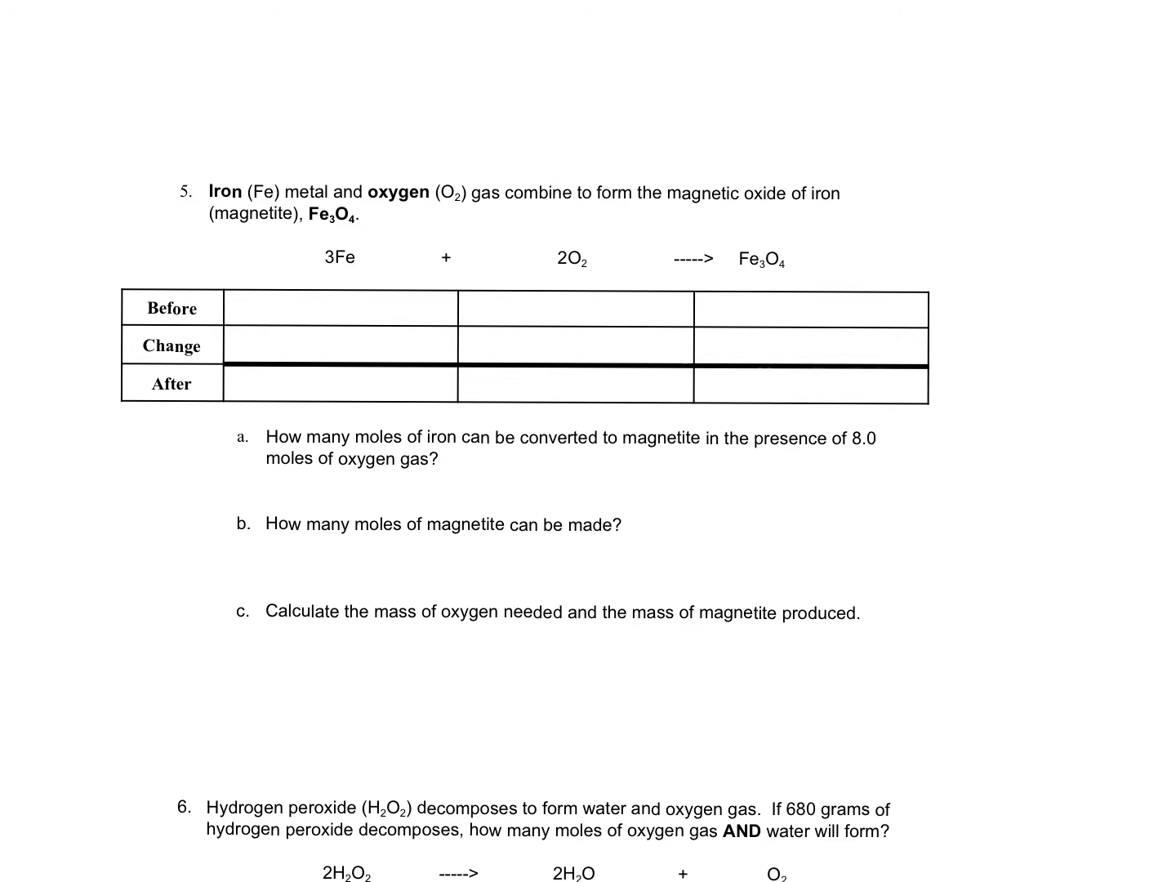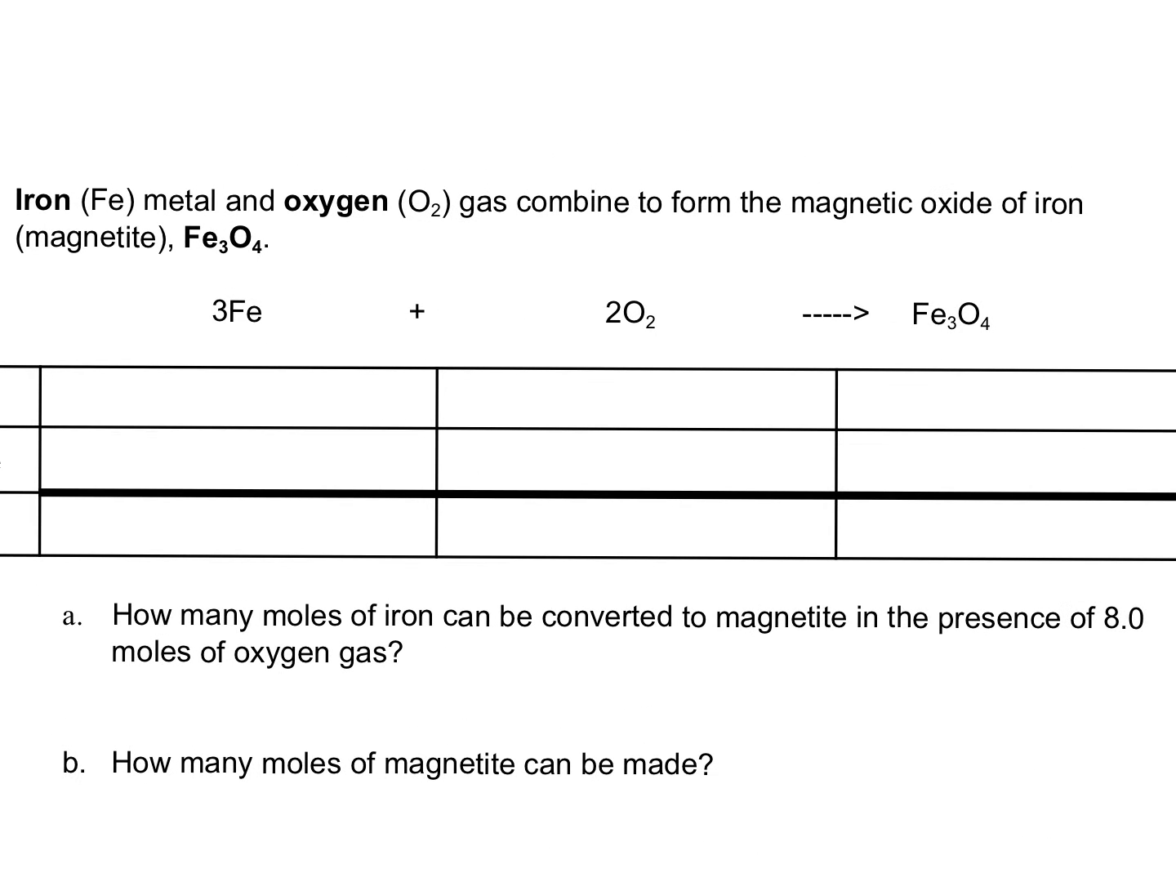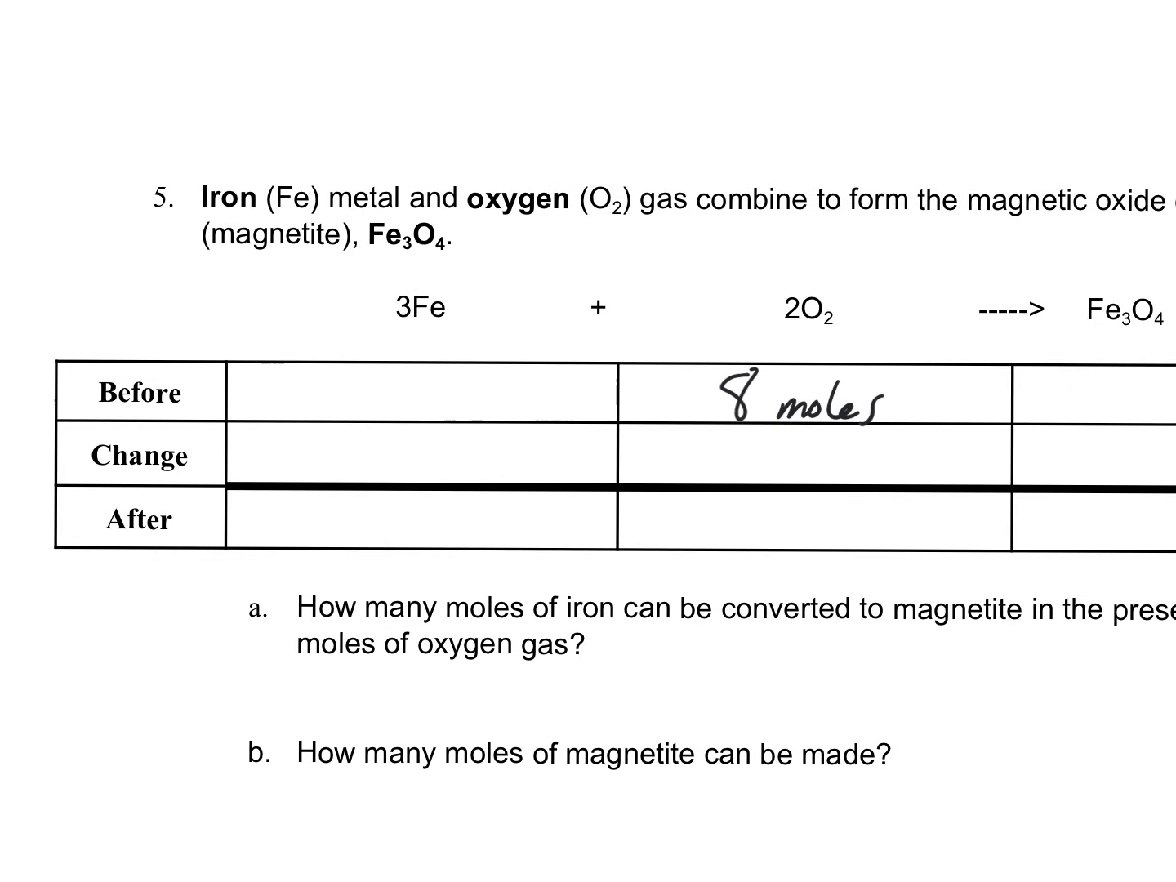All right, so I'm just going to fill in what's given in the problem. So I'm looking at A. How many moles of iron can be converted in the presence of 8 moles of oxygen? So all I'm doing is I'm filling in how many moles of oxygen I'm given. I'm trying to solve for this value right here. Okay?